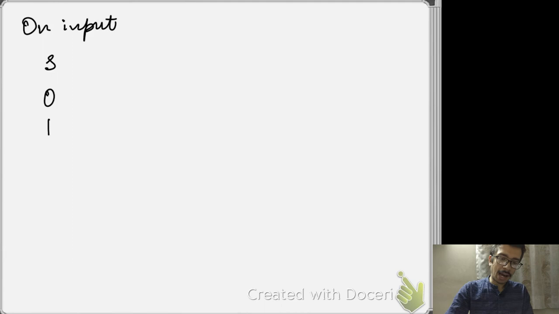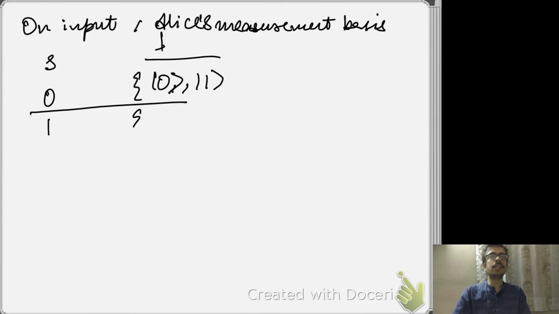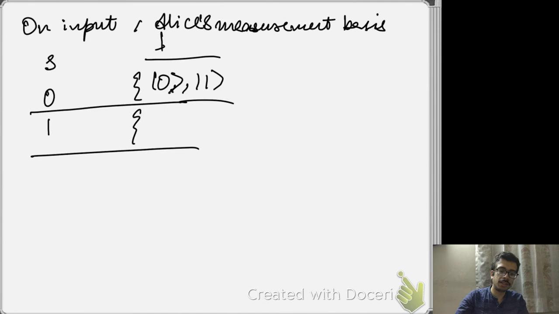So on input S, which can take 0 or 1, Alice's measurement basis is as follows. On input 0, Alice's measurement basis is going to be ket 0, ket 1. Alice holds a single qubit of the EPR pair and she is trying to perform a measurement based on the value of the input. If the value of the input is 0, she measures in the 0, 1 basis. If the value of the input is 1, she measures in the plus minus basis.